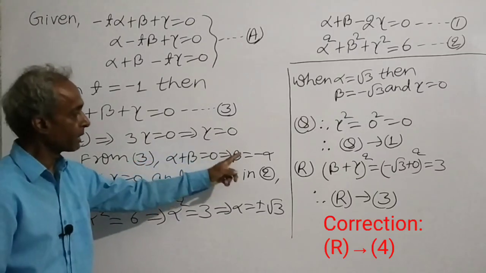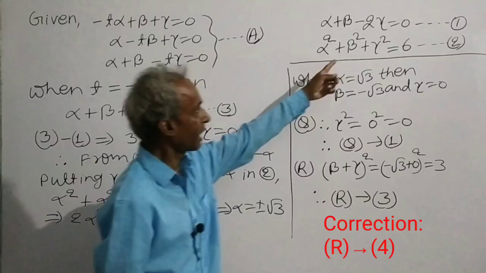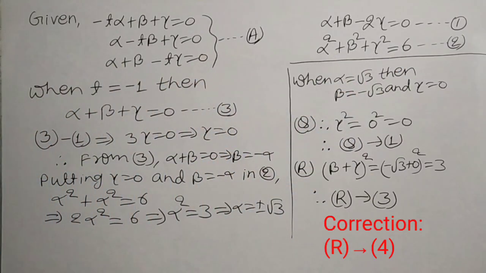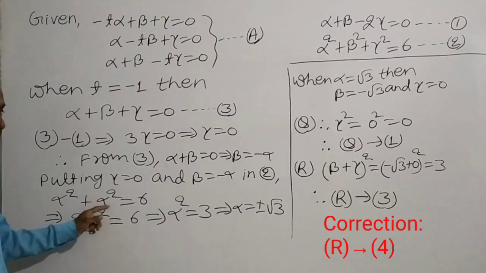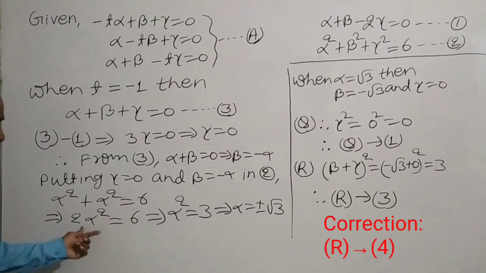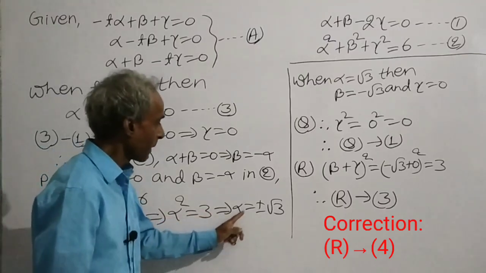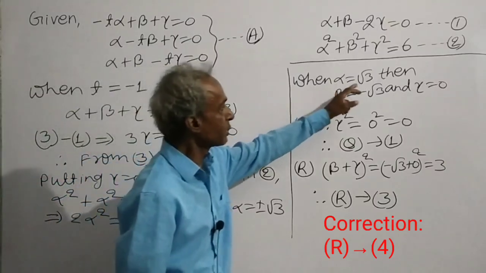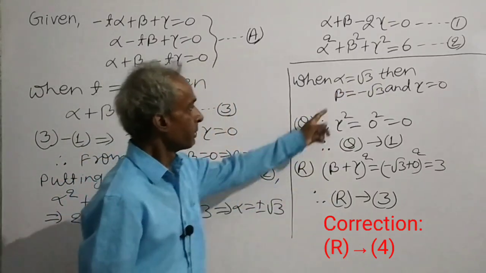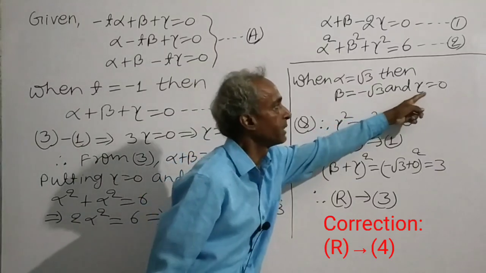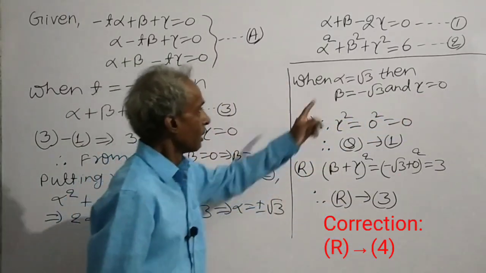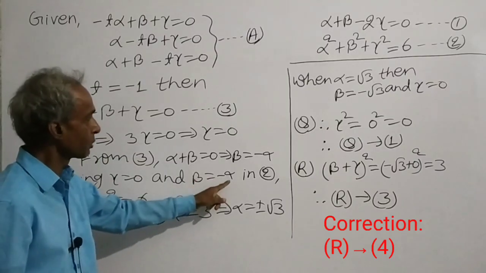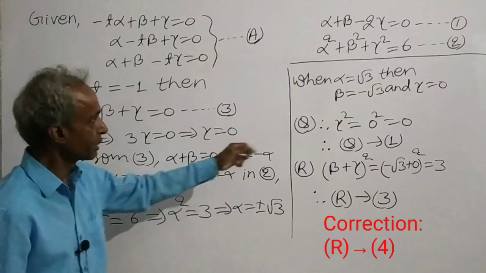Now putting gamma is equal to 0 and beta is equal to minus alpha in this number 2 equation, we get alpha square plus alpha square is equal to 6. From this we get alpha is equal to plus minus root 3. When alpha is equal to root 3, then beta is equal to minus root 3 and gamma is equal to 0.